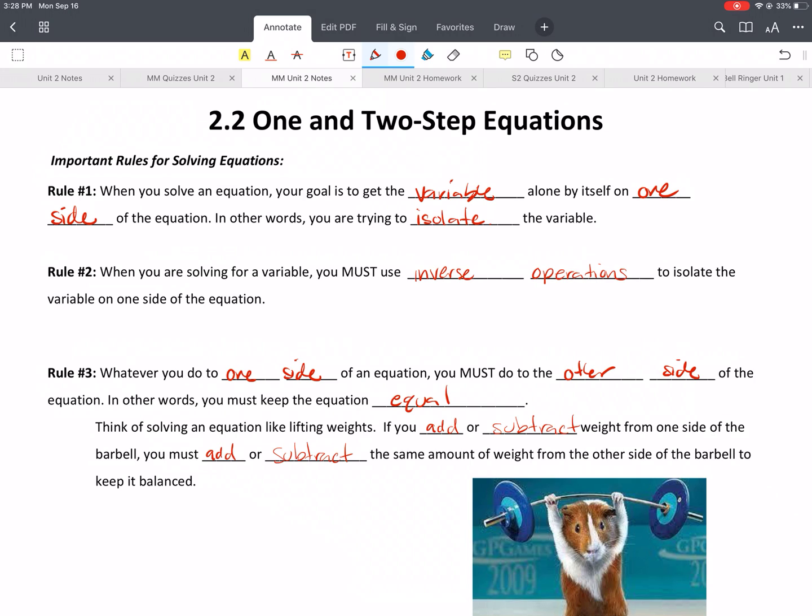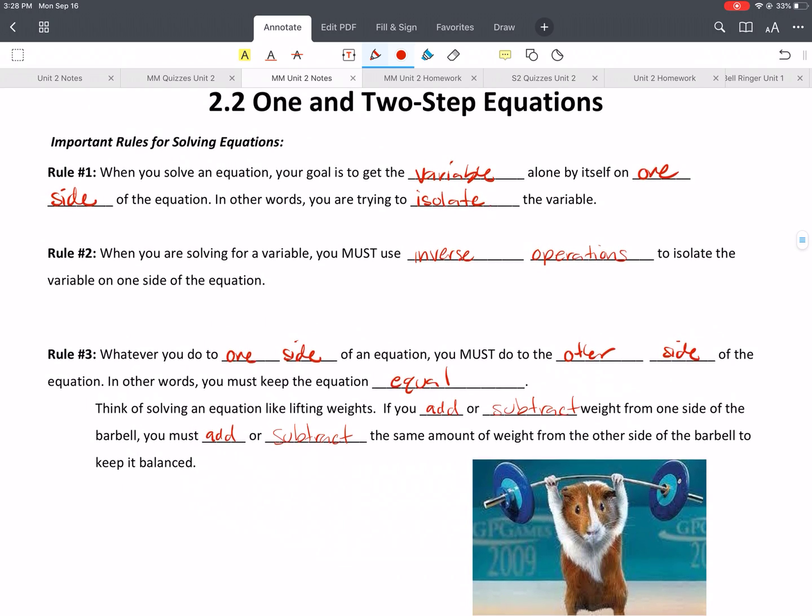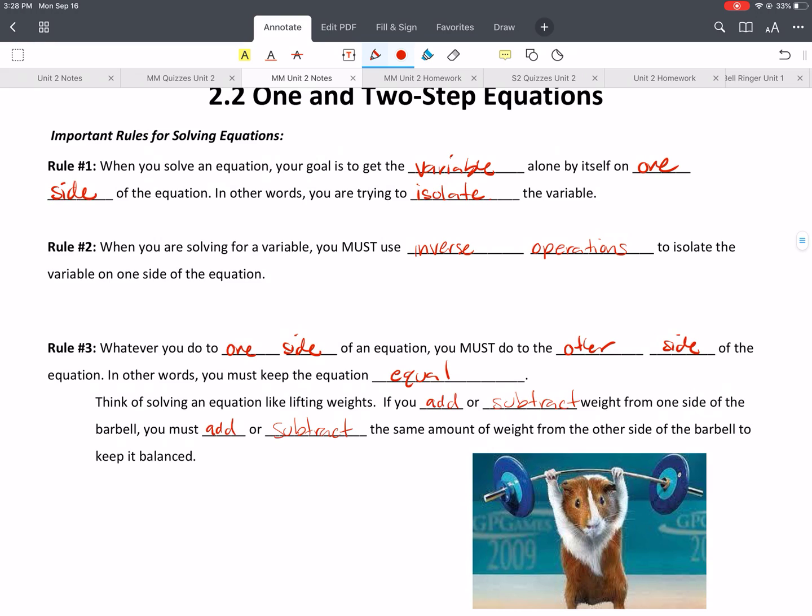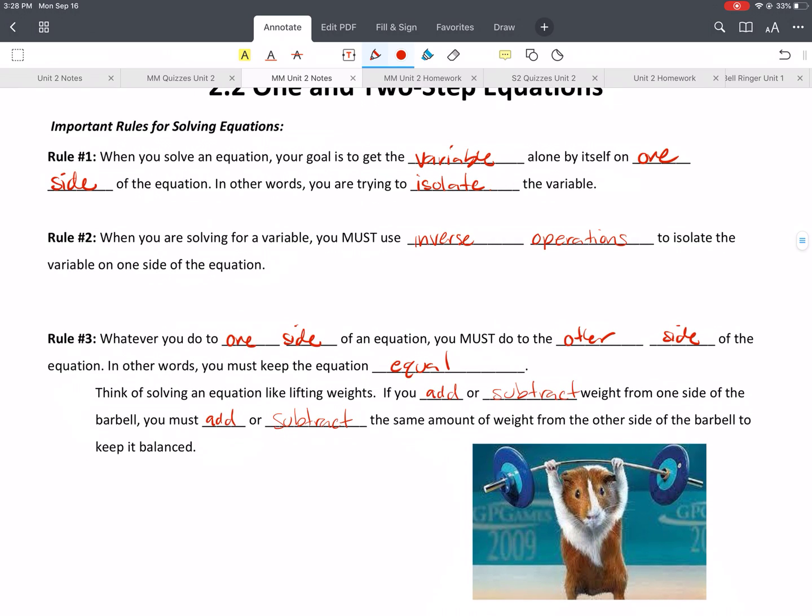All right, so there are some good rules. When you're solving an equation, your goal is to get the variable alone on one side. This is called isolating the variable. When we're solving for variables, we must use inverse operations. That's what we do when we add something to both sides, or subtract something from both sides, or divide on both sides. Those are the inverse operations.